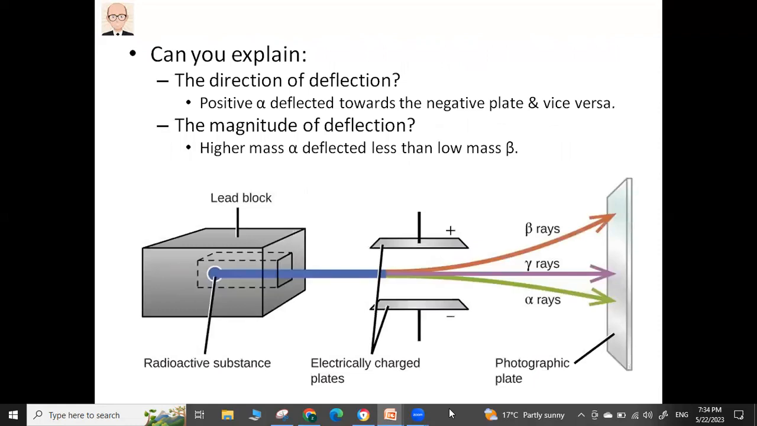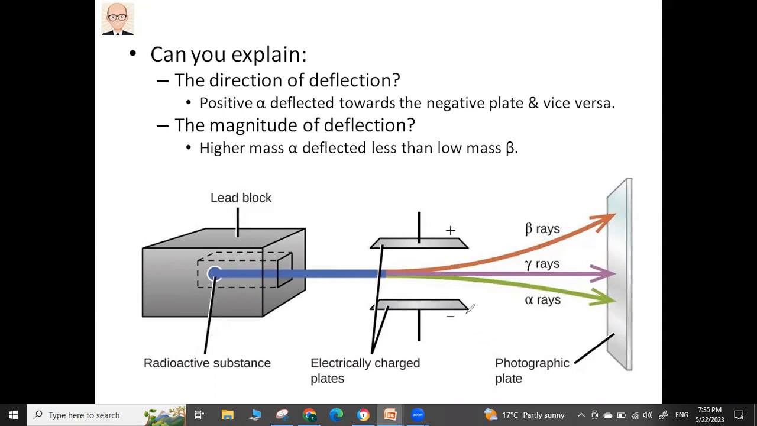So let's look at 3 different radiations and how they move in electric field. So if we look at the electric field, we have the positive plate at the top and negative plate at the bottom. And when the 3 types of radiation, alpha, beta, and gamma, pass through the electric field, they will be deflected in these 3 different ways. Alpha particles will deflect downward, the beta particles will deflect upward, and the gamma particles will not deflect because they are neutral.